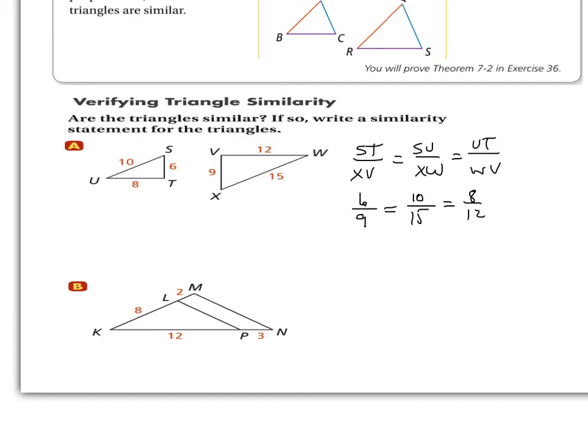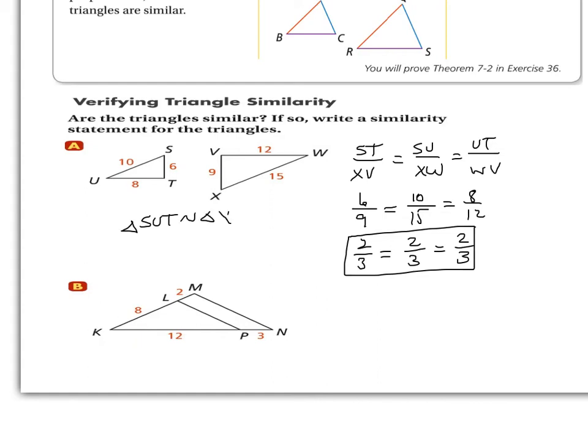So these first two will reduce to 2/3 if I divide them by 3. If I divide these guys by 5, that's 2/3. And if I divide these guys by 4, that's 2/3. So all of these are the same. Since all of those are the same, I can now say that triangle SUT is similar to triangle XWV, and they're similar by the side-side-side similarity.